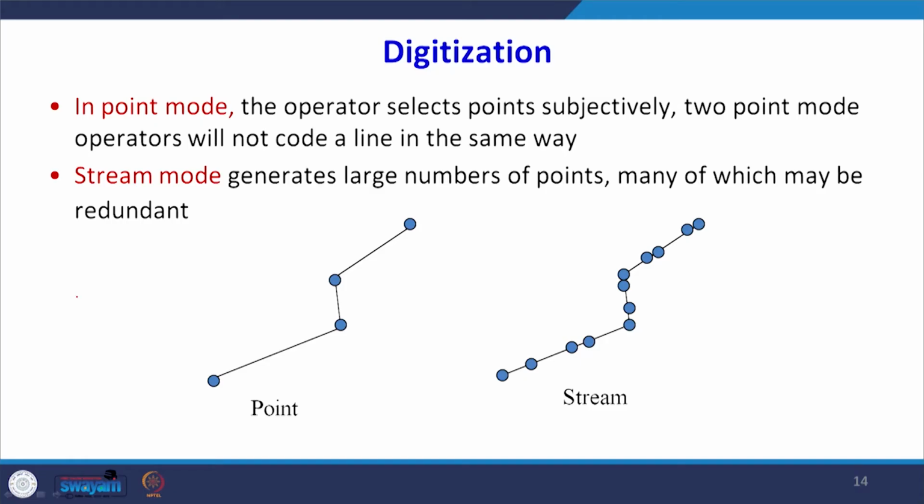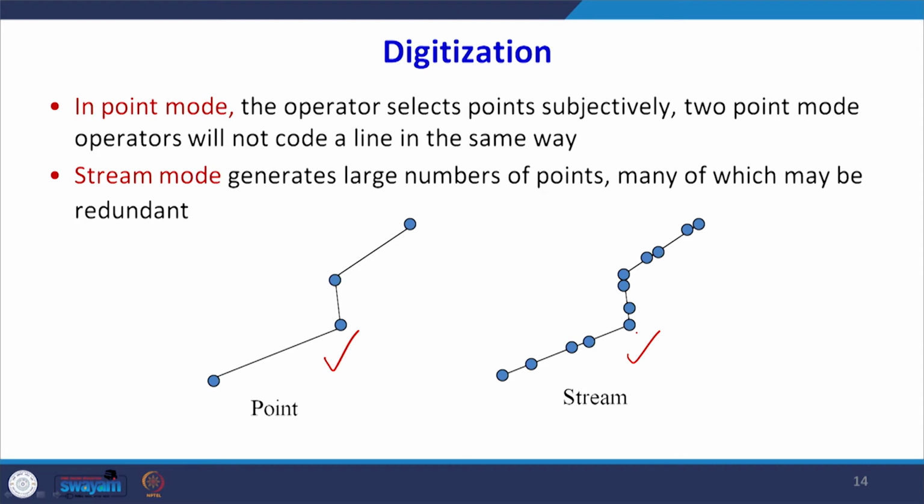But in stream mode, what will happen is that it will continuously take the coordinates of the points wherever you are moving the cursor, and join them in the form of a smooth line. So this is the diagram which shows the line has been represented by 4 points only, and in the stream mode it has taken several number of points.